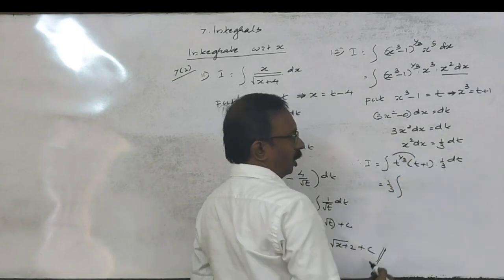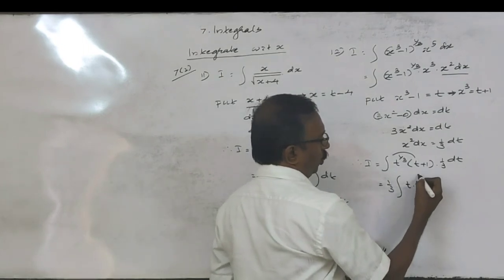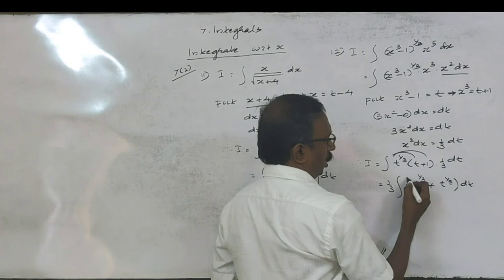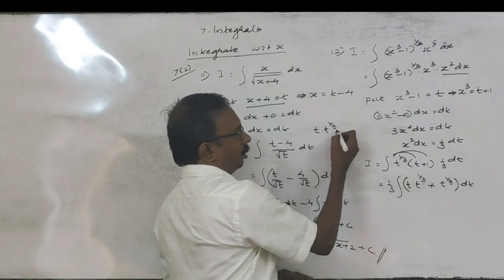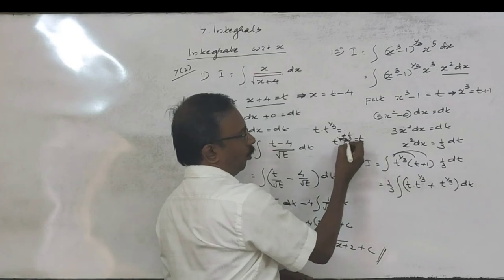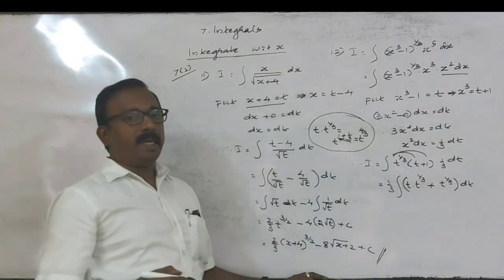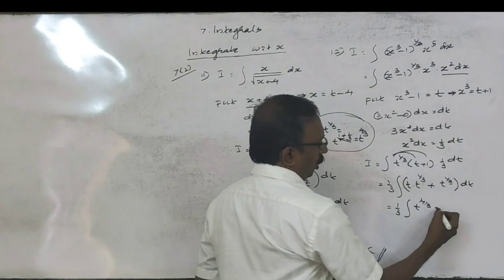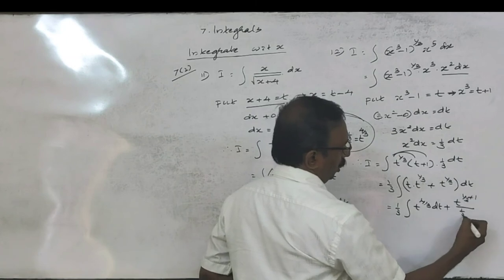So 1 by 3 into the integral of (t plus 1) into t raised to 1 by 3 dt. That is t into t raised to 1 by 3 plus t raised to 1 by 3, into dt. t into t raised to 1 by 3 is t raised to 1 plus 1 by 3, which is 3 plus 1 by 3, that is 4 by 3. So that is 1 by 3 into the integral of t raised to 4 by 3 dt plus t raised to 1 by 3 dt.